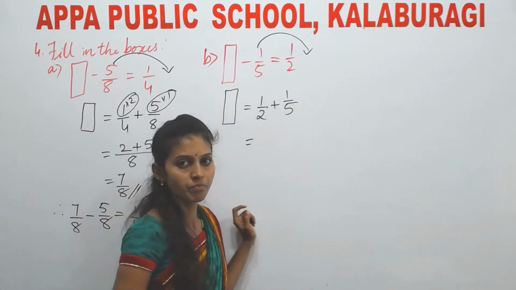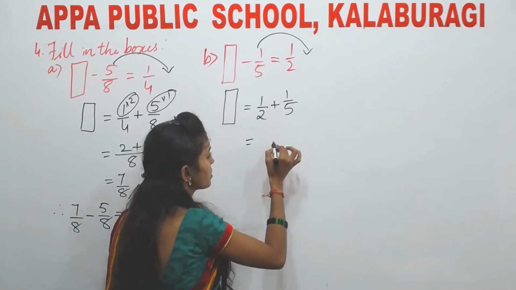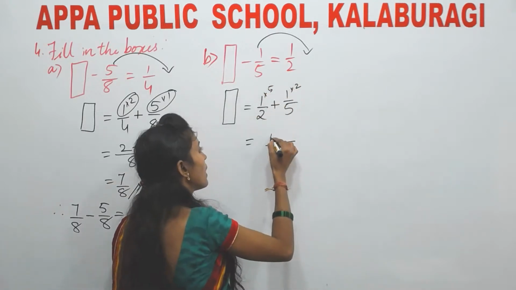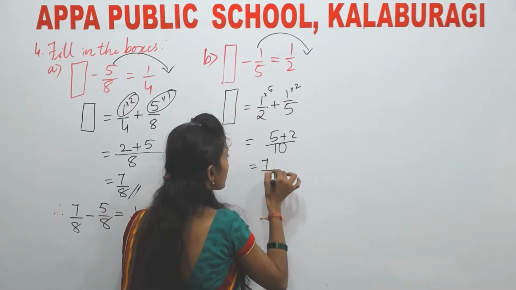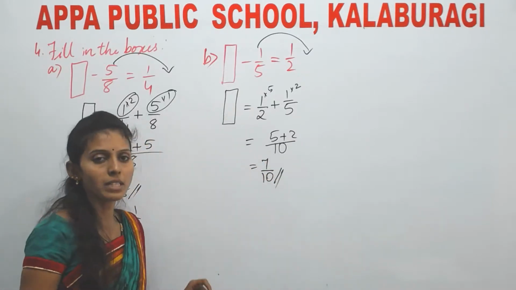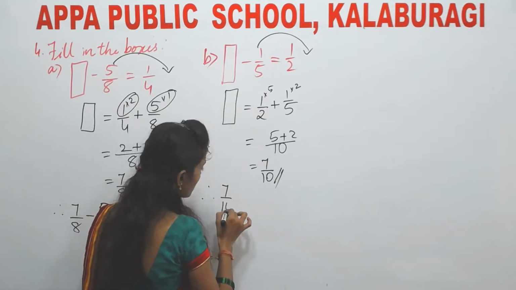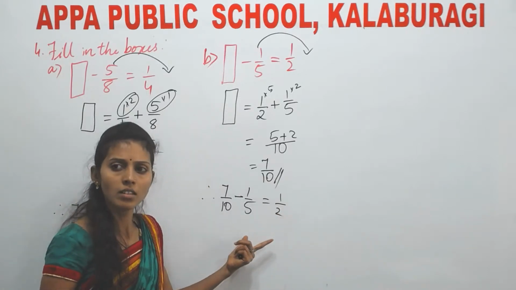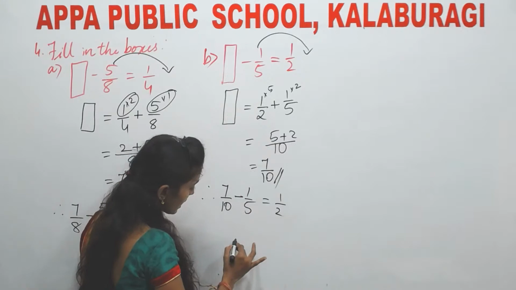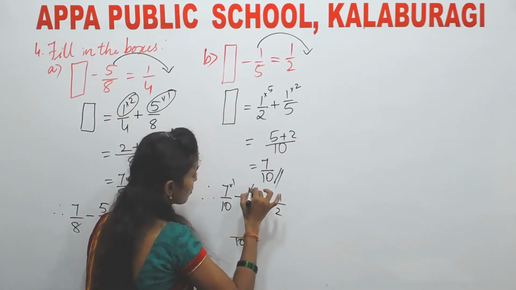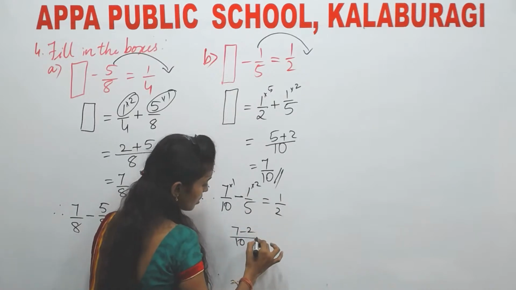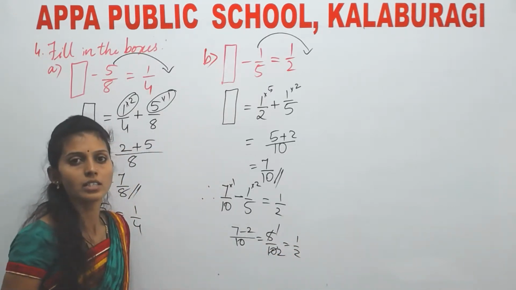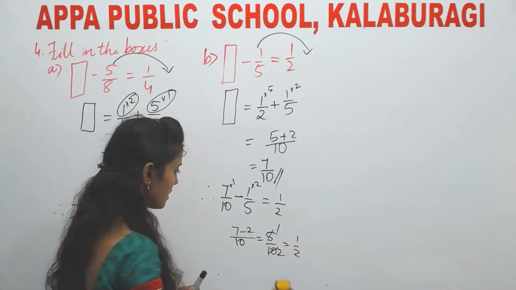Now both are co-prime, so the LCM is the product of both the numbers. 5 twos are 10, 2 fives are 10. So 5 plus 2, that is 7 by 10. So the box value is 7 by 10. Therefore, 7 by 10 minus 1 by 5 equals 1 by 3. How is it? Let's solve and see. 10 is the LCM. 10 ones are 10, 5 twos are 10: 7 minus 2. This is nothing but 5 by 10. 5 ones are 5, 5 twos are 10. So 1 by 2. Got it? Yes. Very easy, isn't it?